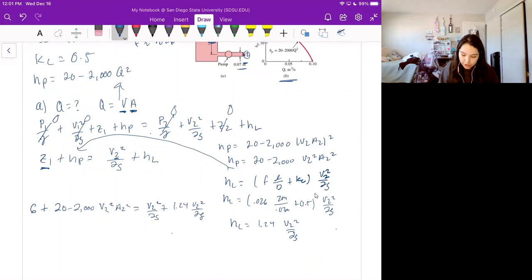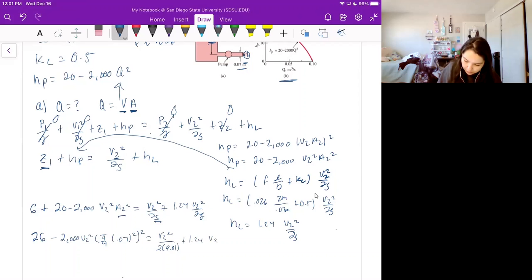Now we know the value for g and area, so we'll plug those values in and solve for V2 squared. So we add these two here. You have 26 minus 2000 times V2 squared times pi over 4 times 0.07 squared, and this entire thing is squared, is equal to V2 squared over 2 times 9.81 for gravity plus 1.24 times V2 squared over 2 times 9.81 for gravity.